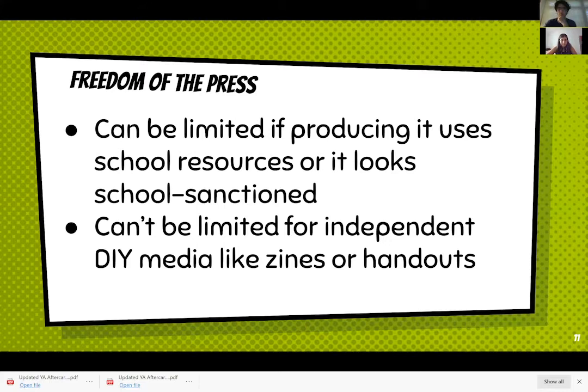Awesome. So another protection that you have based on the Constitution and the Bill of Rights is freedom of the press. That means within the school, you have the right to do independent distribution of things like zines or handouts. But if it is school sponsored, or from resources that the school provides, you are more limited in what you can say, especially if something looks school sanctioned, because the school is a body that, because of in loco parentis, can control to some extent what you say based on those resources.